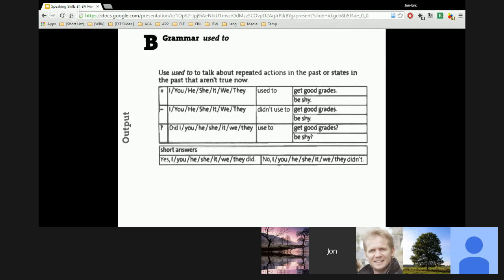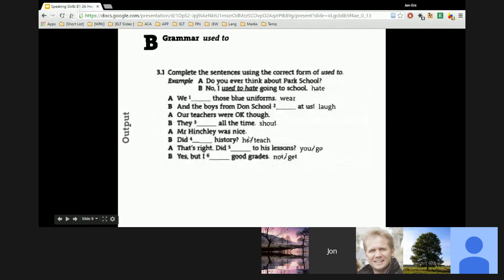And did I, you, he, she, it, used to is the question form. Notice the answers too. Did you used to have a map in your classroom? Yes, I did. Not yes, I have, or yes, I had, but yes, I did. So it's always the verb to do that's in the short answer as well. Okay, so that's basically what we just saw in the pictures that we just worked with.